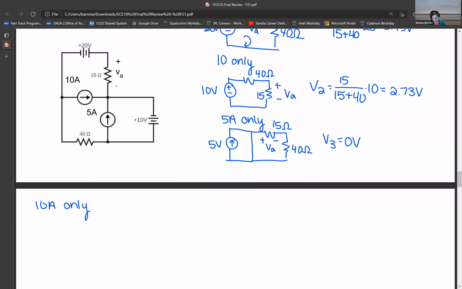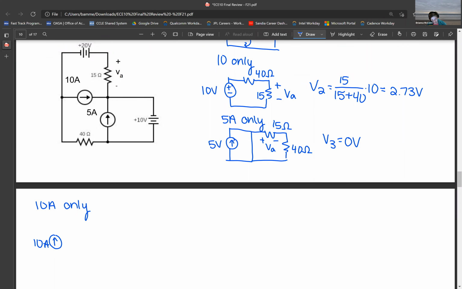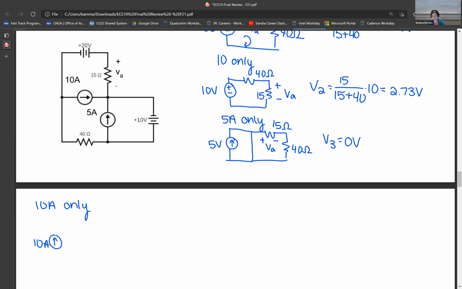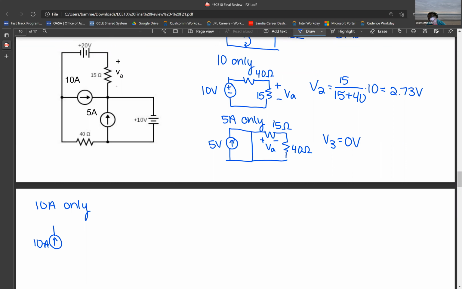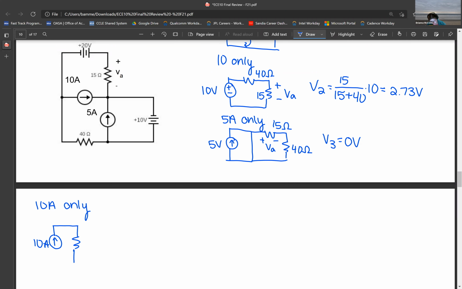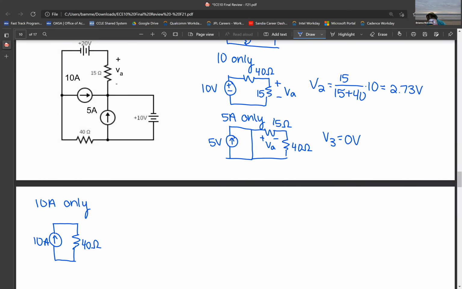And we can take a look at this source here and see that from this node, there are 2 possible pathways that current can flow. So it can flow through the resistor VA to the base of the current source, or it can flow through the shorted branch through the 40 ohm resistor and then back to the base of the current source. And so that's going to be the resistors in parallel. So this is going to be our 40 ohm resistor, and then the 15 ohm resistor.